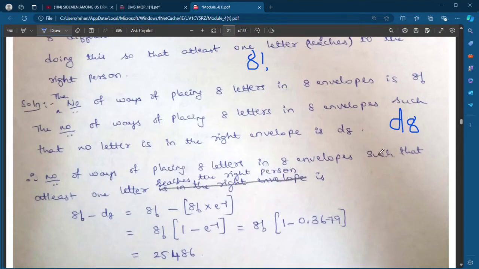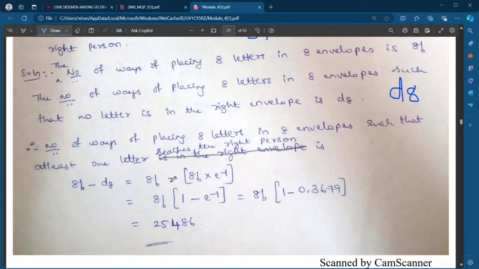So, okay, now the number of ways of placing 8 letters in 8 envelopes such that at least one letter reaches the right person is 8 factorial minus d8. Which is nothing but 8 factorial minus 8 factorial into e power minus 1. You will get that value here. So here I am taking 8 factorial common. So 1 minus e to the power of minus 1. So 8 factorial into 1 minus this, you will get 1 minus 0.3698.